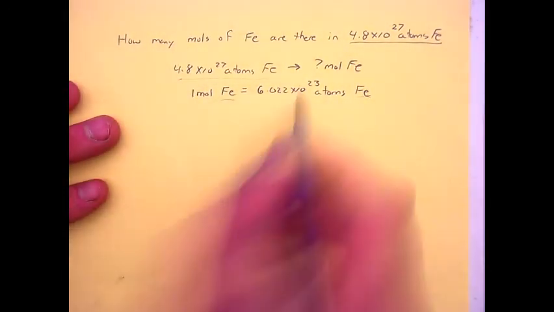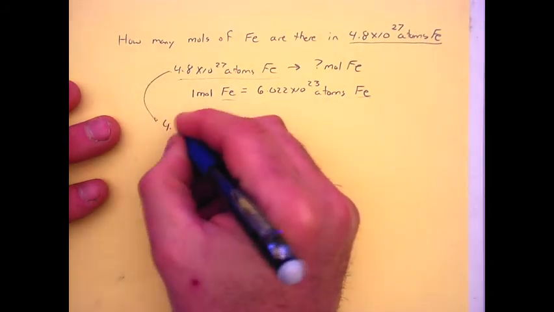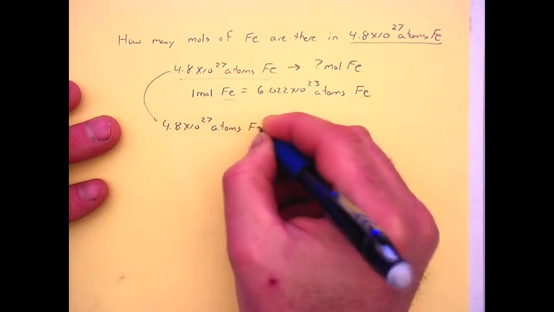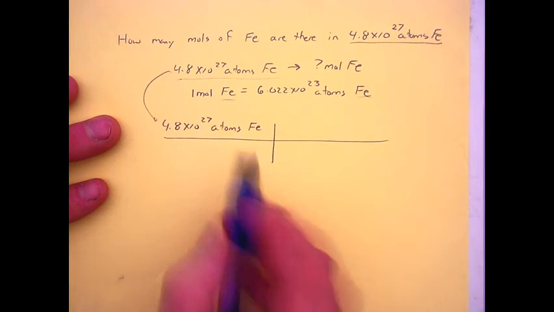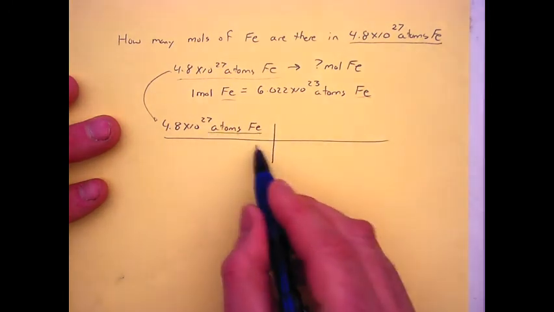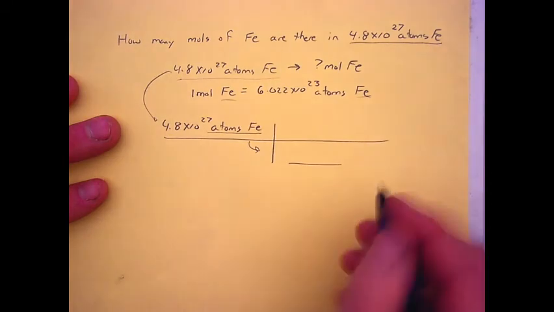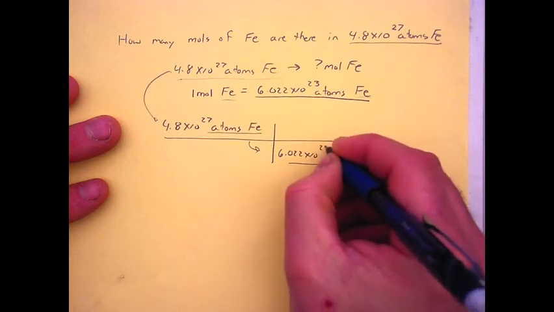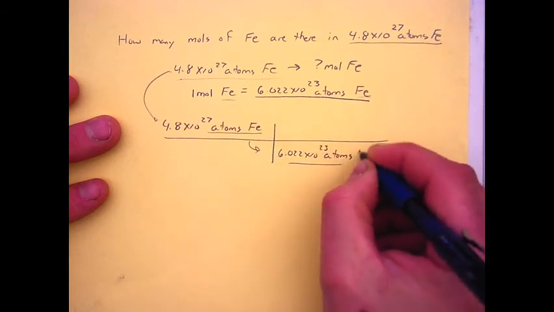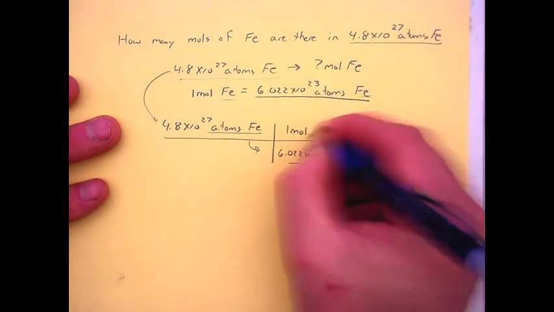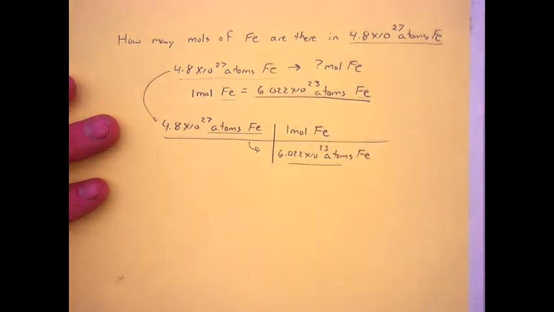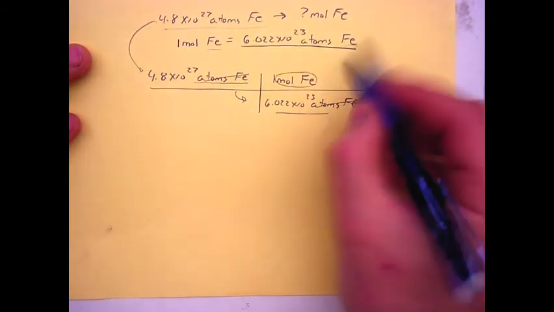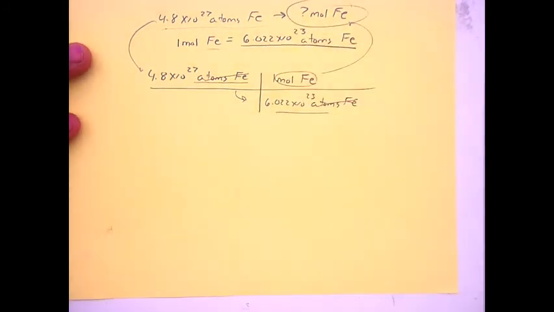So I set up our grid again, since we only had one bridge. I have 4.8 times 10 to the 27th atoms of iron in the top left-hand cell. This time, since we have atoms of iron on top, we want to have atoms of iron on the bottom. So we use this right here. We put Avogadro's number of atoms of iron on the bottom and 1 mole of iron on top. First of all, atoms of iron cancel out, leaves us with moles of iron, which is exactly where we want to end up.